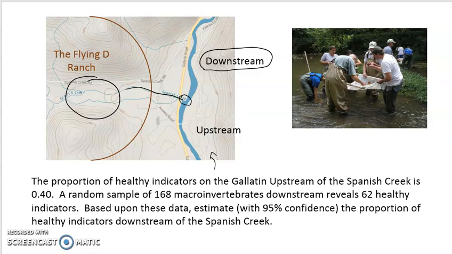So here's some data. Now we'll get into the data. A question you might be asking: why is this statistical? Can we possibly collect all of the bugs downstream of the Spanish Creek? The answer is no. So what you collect, and that's what's happening here in this photo, is a random sample of bugs, of macroinvertebrates.